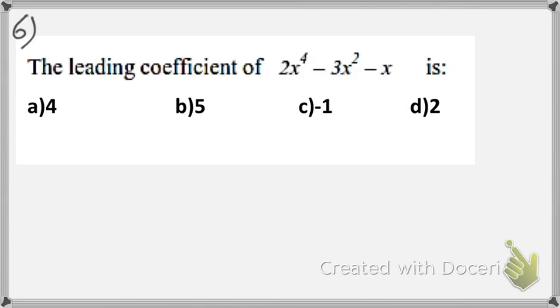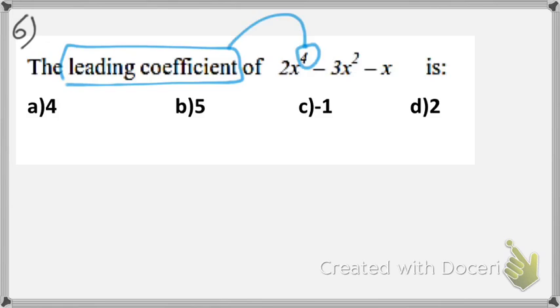Question 6. The leading coefficient of 2x to the power of 4 minus 3x squared minus x. The meaning of the word leading coefficient, we are looking for the greatest power of x in the equation, which is x to the power of 4. Then we go to the coefficient of x to the power of 4 to figure it out. It's 2. So the answer is 2. So the leading coefficient is the coefficient of the greatest power in the equation.